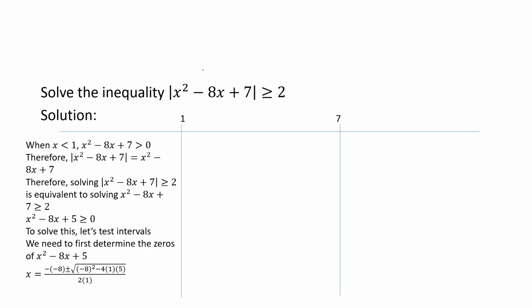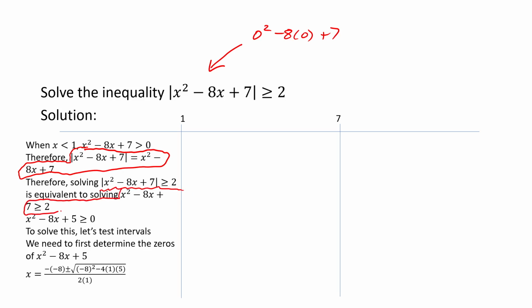You don't believe me? Take a number less than 1 and plug it in. Let's let x equal 0. 0 squared minus 8 times 0 plus 7 is greater than 0. So that means the absolute value of x squared minus 8x plus 7 is equal to x squared minus 8x plus 7. So in other words, solving this absolute value right here is the same as just solving x squared minus 8x plus 7 is greater than or equal to 2.